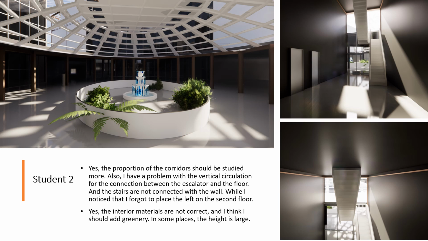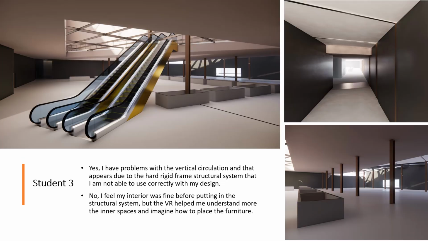Student 2: Yes, the proportion of the corridors should be studied more. It's a very, very important point that you cannot detect when you are doing the basic Revit design. Also, yes, the interior materials are not correct, and I think I should add greenery in some places. The height is large.